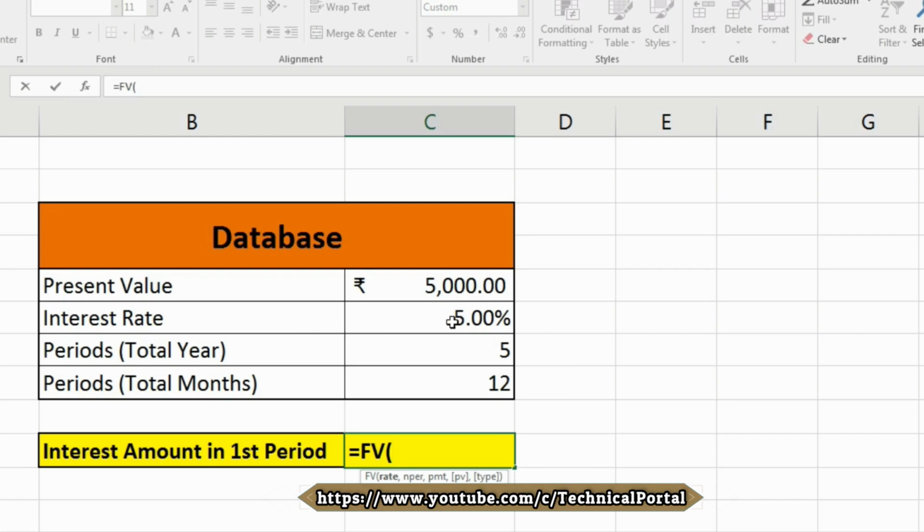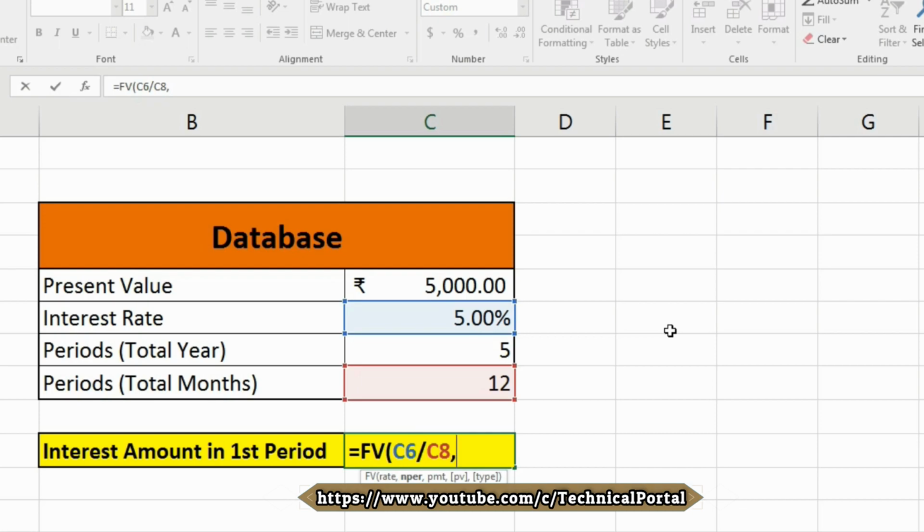We can see here that the interest rate is 5%. That means that is the interest rate of a year. So we just need to use this interest rate divided by the total months of a year. So you can find the interest rate per month. Note that carefully, here rate means we need the interest rate per month.